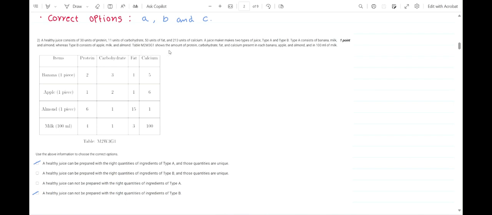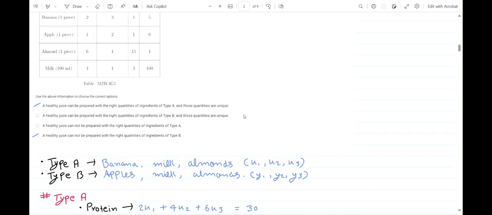In the given table, the amount of protein, carbohydrate, fat, and calcium present in each of banana, apple, and almond in 100 milliliters of milk are given. Use the above information to choose the correct options. Type A consists of banana, milk, and almonds, whereas type B consists of apple, milk, and almonds. Now, let us try to find the correct options.